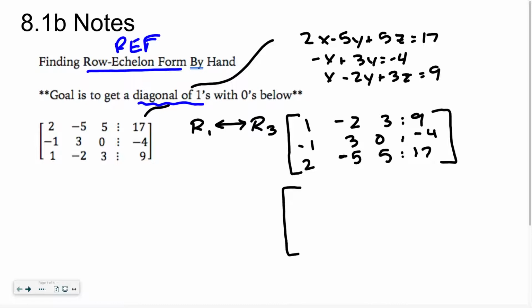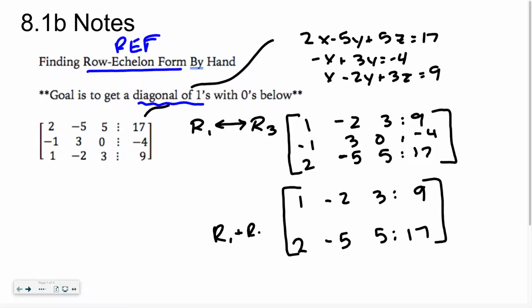Okay, so we'll make a new matrix. Row 1 will stay the same. And we're not going to change row 3 either, so I always like to write the rows that stay the same. And my row operation that I'm going to perform, I'm going to do row 1 plus row 2.